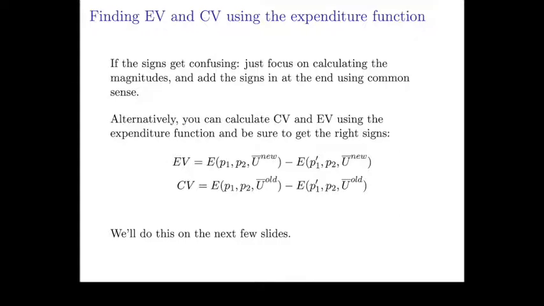So remember, the equivalent variation is the expenditure to get to the new utility at the old prices minus the expenditure to get to the new utility at the new prices. Compensating variation is the expenditure to get to the old utility at the old prices minus the expenditure to get to the old utility at the new prices. So let's go through how you would use the expenditure function to calculate the equivalent and compensating variations for the same example.